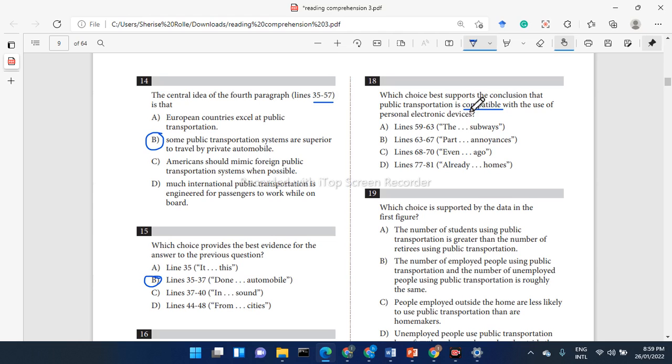So when they say public transportation is compatible with the use of personal electronic devices, does the transportation make it easier, or was it designed for you to use your personal electronic devices? If it's designed for it, then of course it would have charger ports and comfortable seats and all those things, so that it can make using your personal devices easier. So in that sense, it will be compatible.